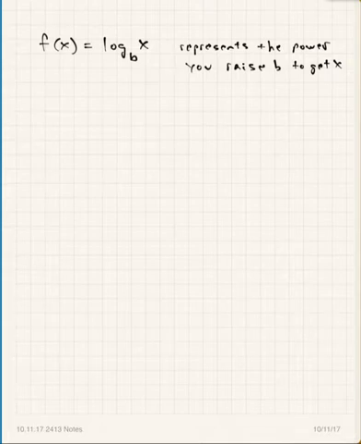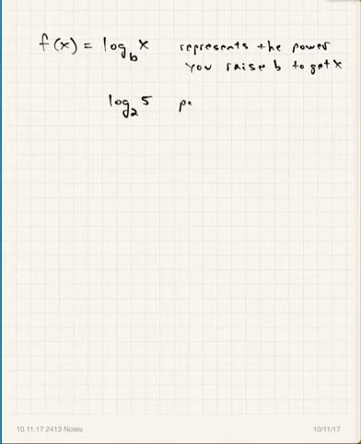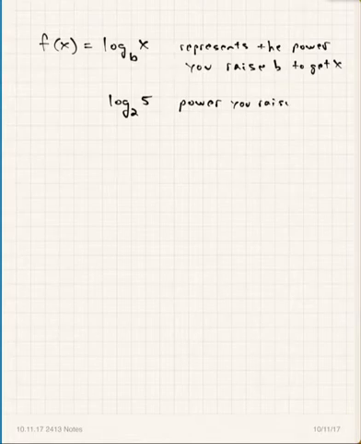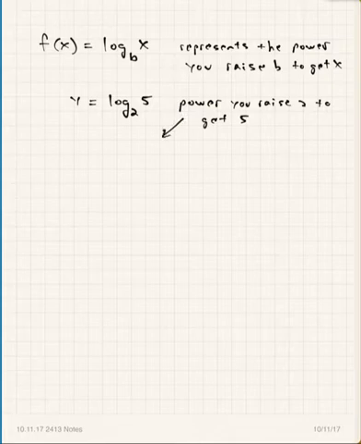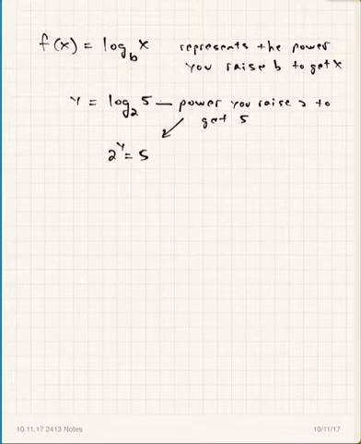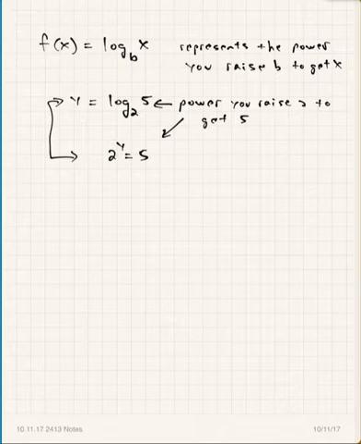So if you have, for example, logarithm base 2 of 5, this represents the power you raise 2 to get 5. So if this is equal to y, writing that phrase out in symbols, that would say that 2 raised to the y power is equal to 5. These are equivalent statements, and you certainly should be able to walk yourself back and forth between a logarithm statement and an exponential statement.